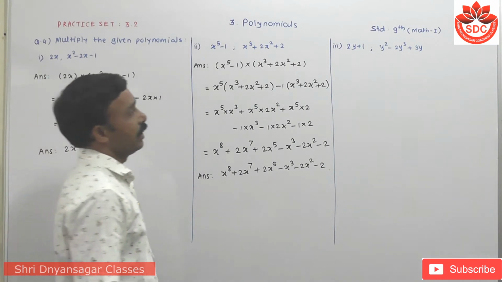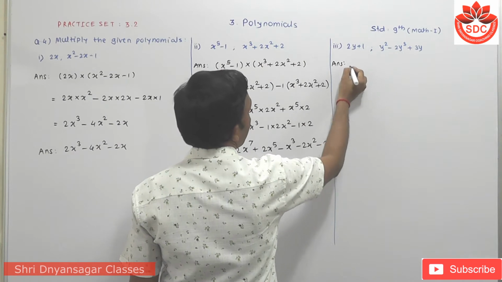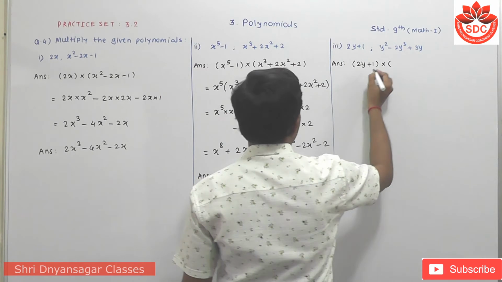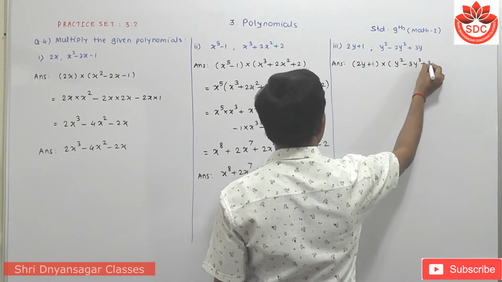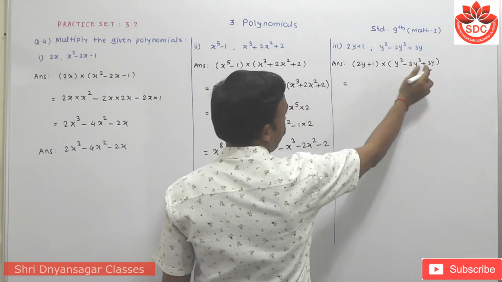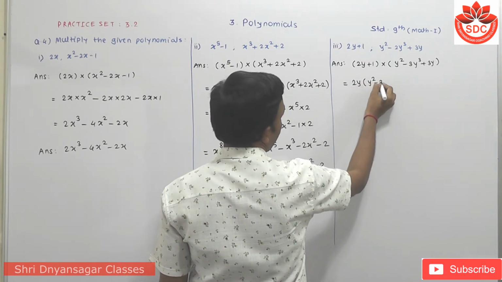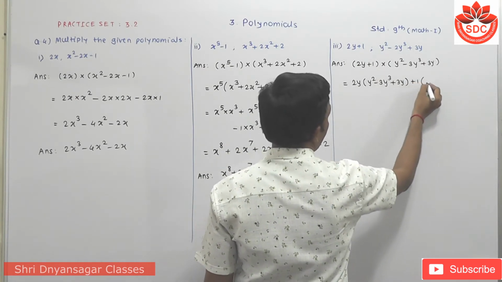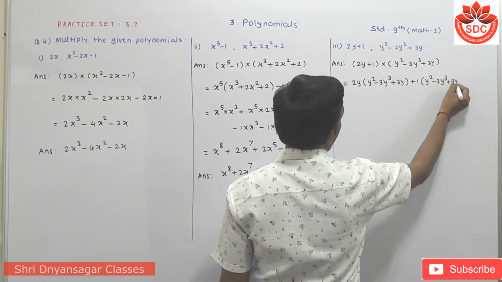Students, then the third one is also a simple one like this. The answer: here we have (2y plus 1) into (y square minus 3y cube plus 3y). Multiply the first bracket's values with the second bracket: 2y into (y square minus 3y cube plus 3y), plus 1 into (y square minus 3y cube plus 3y).